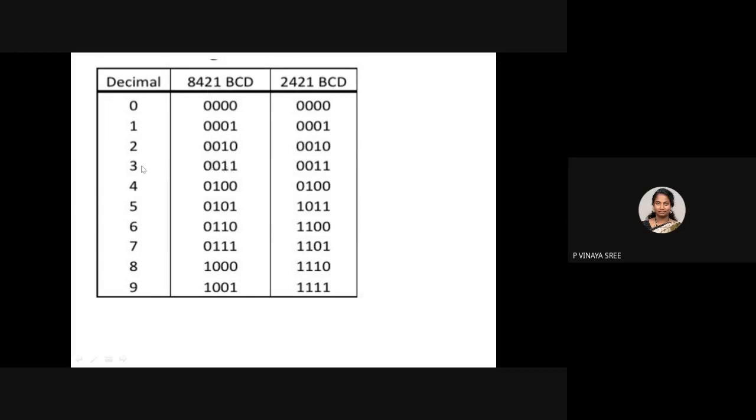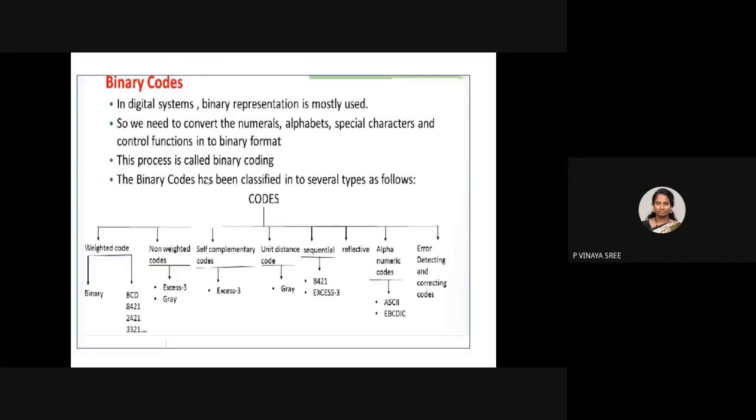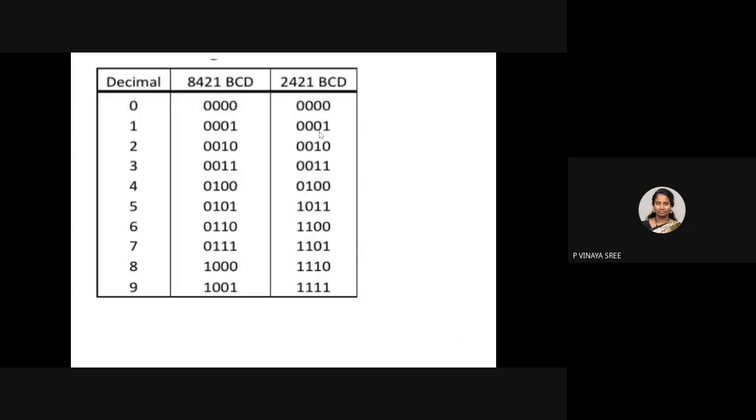So in weighted codes, each position will have a weight, and based on that weight we can trace what number it is. Whereas in non-weighted code, can we trace? No, we cannot. Why? Because each position can be written any way, and by seeing that number we cannot say what number it is. Okay, so let me explain this with an example.